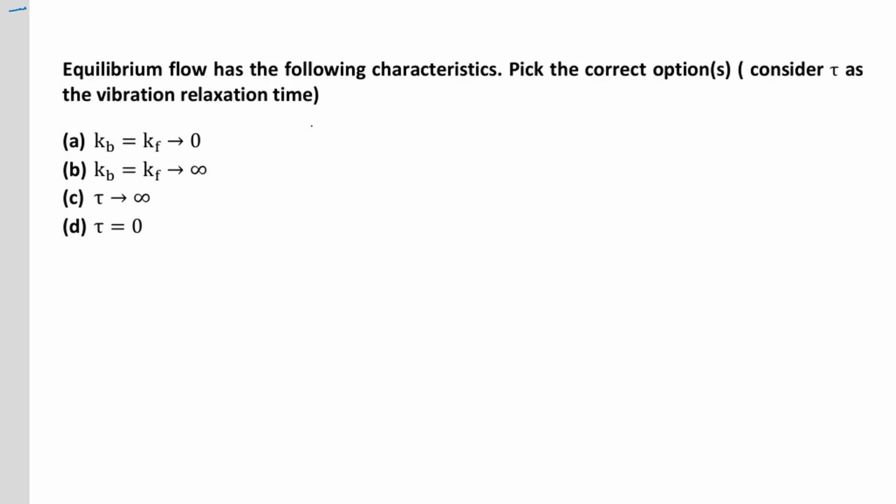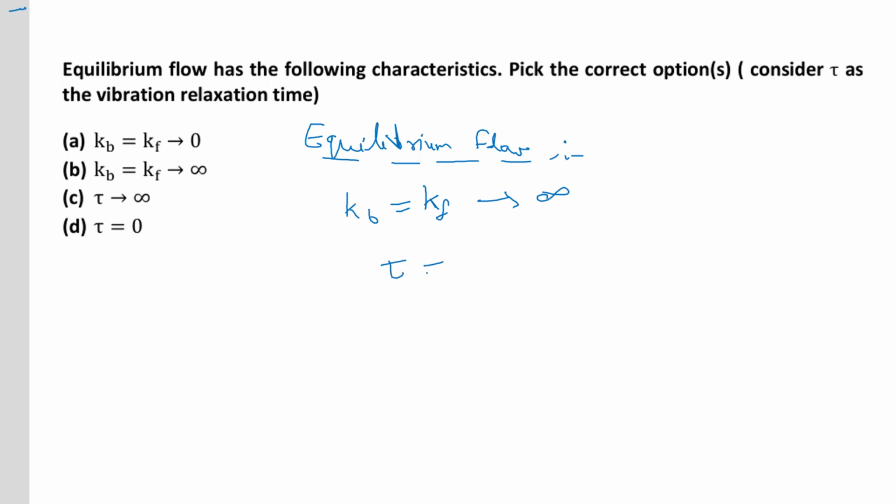So for the equilibrium flow, chemical reactions are so fast that in the flow from one point to another point, there will not be any non-equilibrium characteristics. So flow will attain equilibrium instantaneously. So for this to happen, the chemical reaction rate should be infinite, and the vibration relaxation time should also be equal to 0. So correct option will be option B, Kv equal to Kf tends to infinity and tau equal to 0. We'll see the next problem.